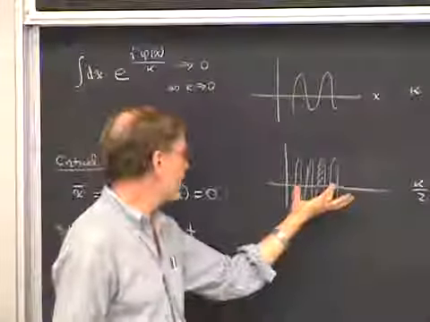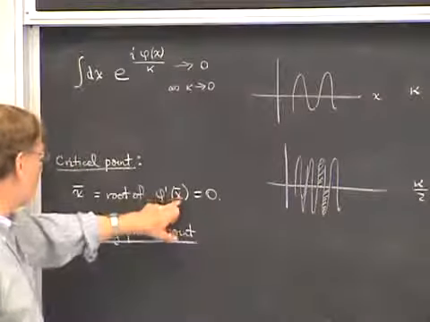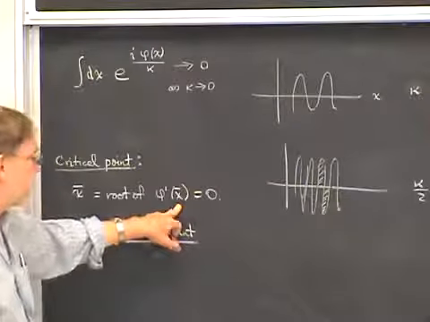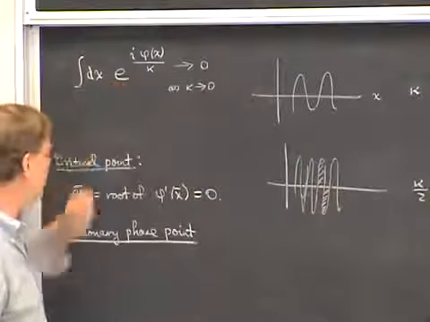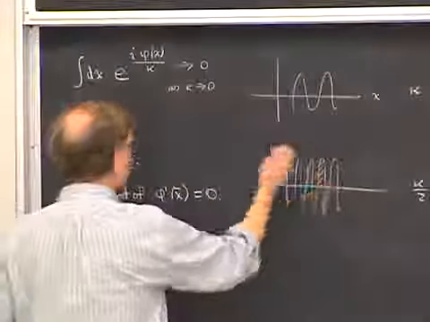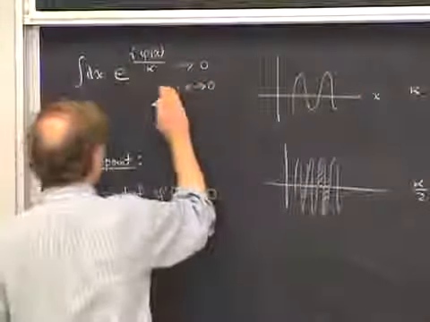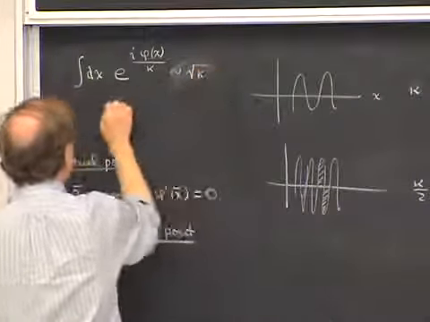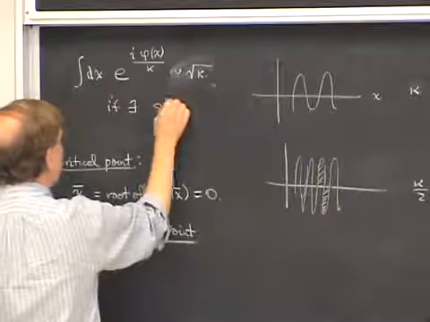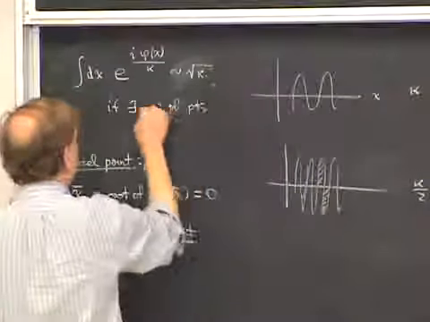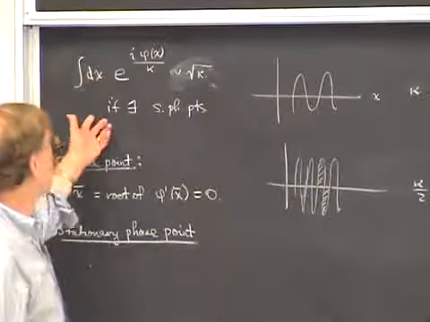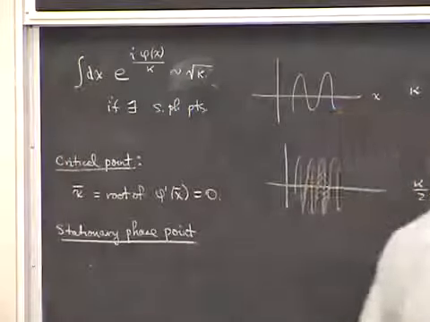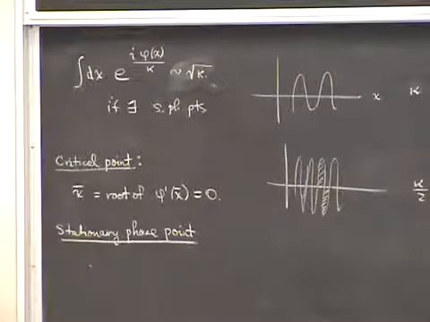Instead of getting oscillations like this, what you find is there's one central lobe around x bar, which is in fact not cancelled by its neighbors. And it has a width which is of the order of the square root of kappa. And so it contributes a total integral which is of the order of the square root of kappa. So the answer to this question up here is that the integral goes as the square root of kappa if there exist stationary phase points. And if there are no stationary phase points, this goes to 0 faster than any power of kappa. It's exponentially fast. It makes a big difference whether there are stationary phase points.